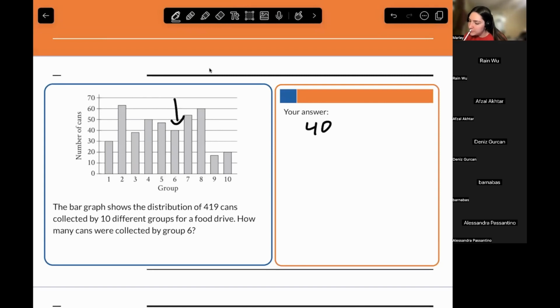Number of cans. Going back to what you learned this morning, if I wanted to find the mean number of cans collected by each group, how would I figure that out?